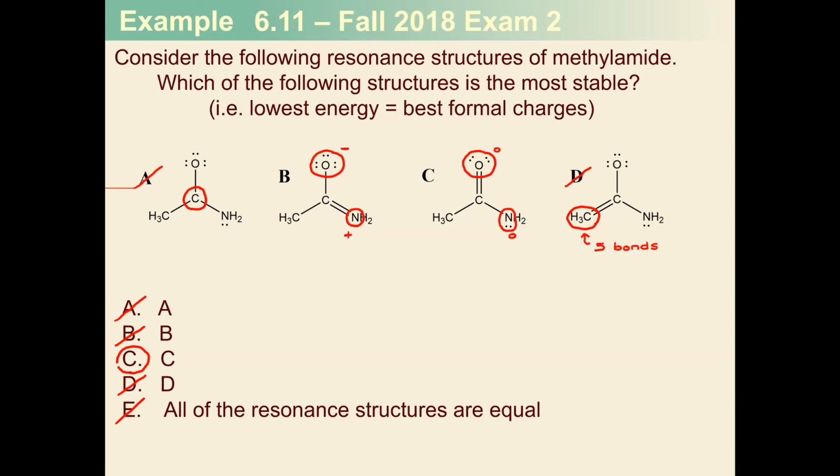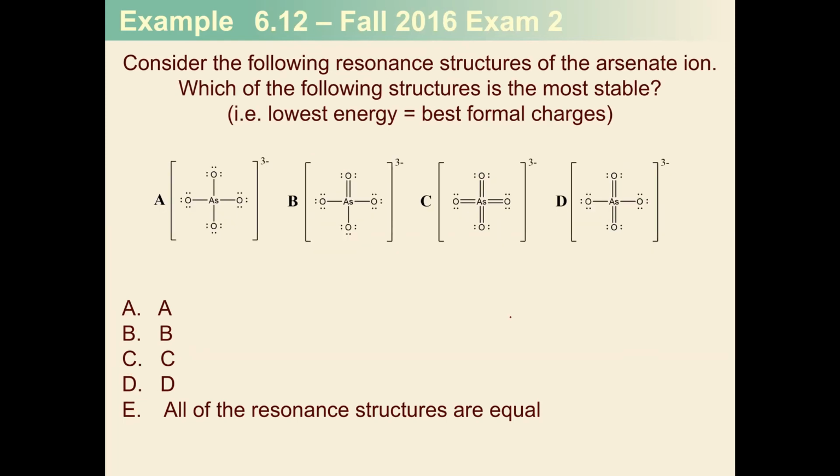Make sure that you are working on calculating the formal charges of all of your species. So now let's try this example. Considering the following resonance structures for the arsenate ion, which of the following structures is the most stable? One of the things that's going to happen is that you are going to see that certain molecules, when they break the octet rule because they are row 3 and below, are going to adopt the formal charge rules for stability over the octet rule.